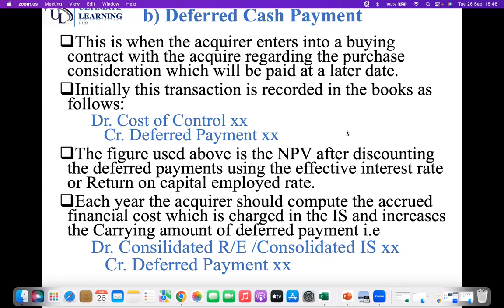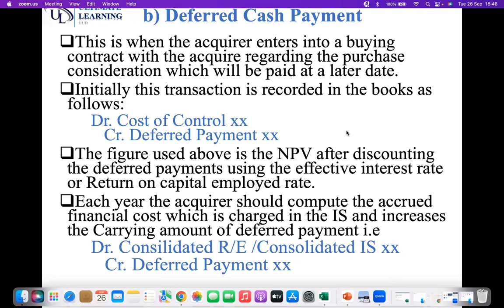If you promise to pay after 1 year, it becomes a non-current liability. A promise to pay after 1 year becomes a non-current liability.